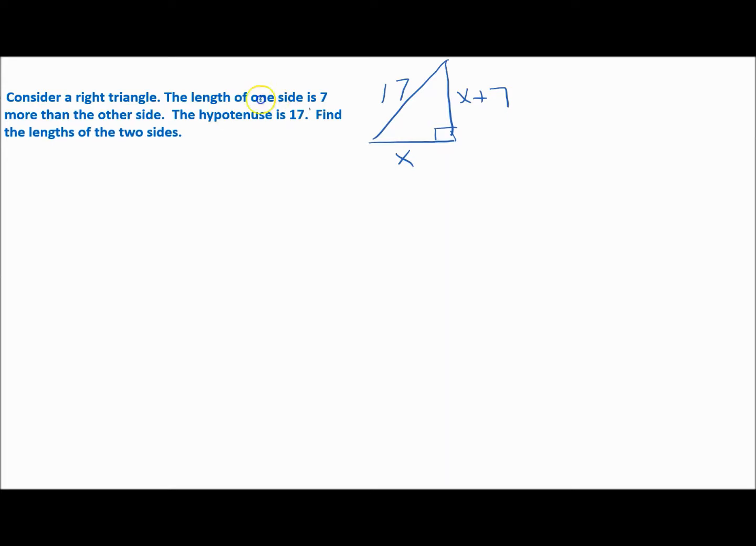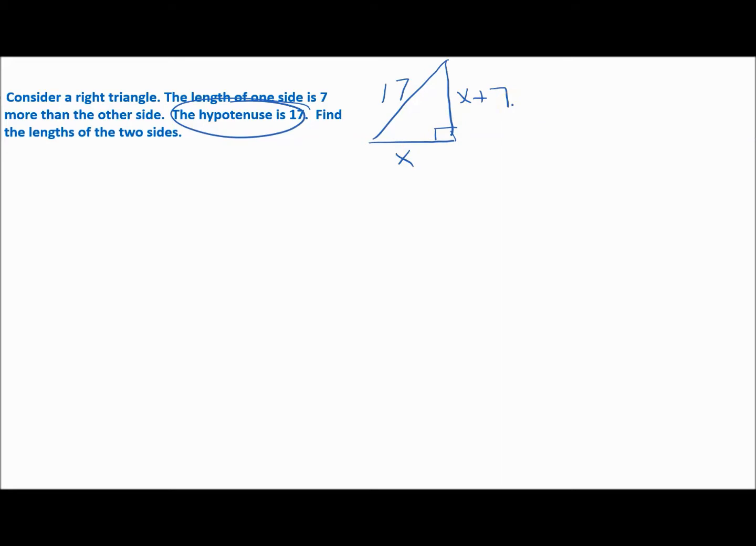It says, again, the hypotenuse is 17, so that goes across from the 90-degree angle. The length of one side is 7 feet more than the other side. So I say this side is the longer one, and it's 7 feet more than this one. So I have to call this one something. I just called it X, and the other one's X plus 7. Now from there, they want us to find the lengths of these two sides.